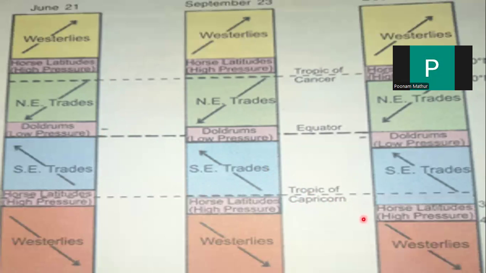And during equinoxes, they come to their original position. The shifting of pressure belts has a great influence on the direction and other characteristics of the wind in certain areas. That's all for the day.